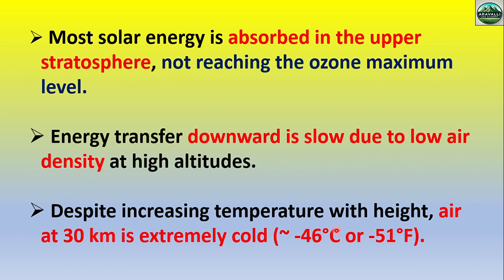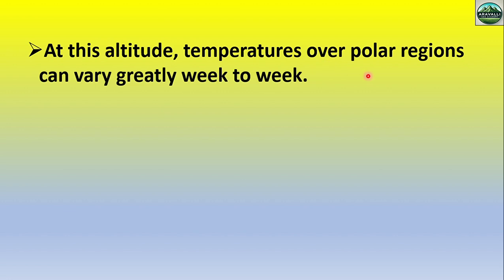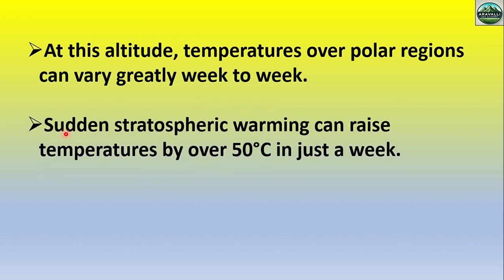Despite increasing temperature with height, the air at 30 kilometers is extremely cold, because temperature is between -60 and 0 degrees. So around 30 kilometers height, the air is extremely cold, around -46 degrees centigrade. At this altitude, temperature over the polar region can vary greatly week to week. But in some areas, sudden atmospheric warming can raise the temperature by over 50 degrees centigrade in just a week.